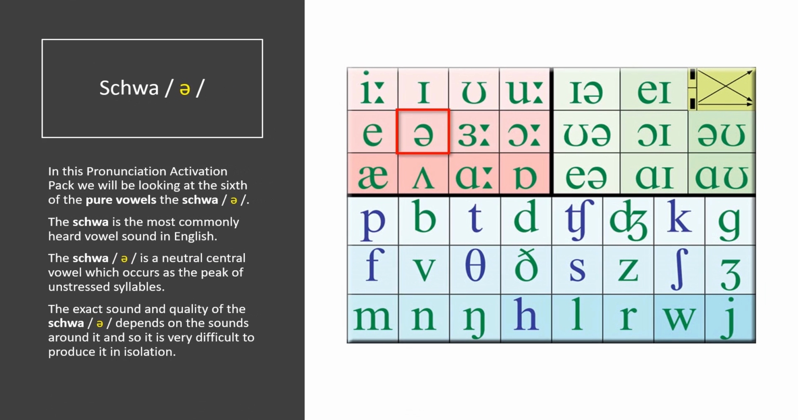Schwa. In this pronunciation activation pack, we'll be looking at the 6th of the pure vowels, the schwa. The schwa is the most commonly heard vowel sound in English. The schwa is a neutral central vowel which occurs at the peak of unstressed syllables. The exact sound and quality of the schwa depends on the sounds around it, and so it's very difficult to produce it in isolation.